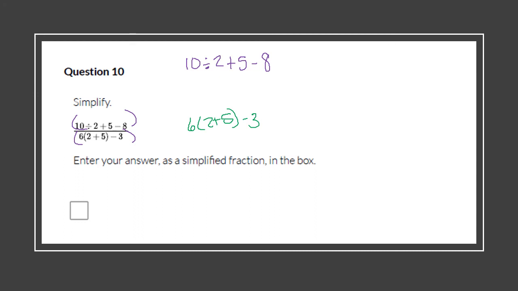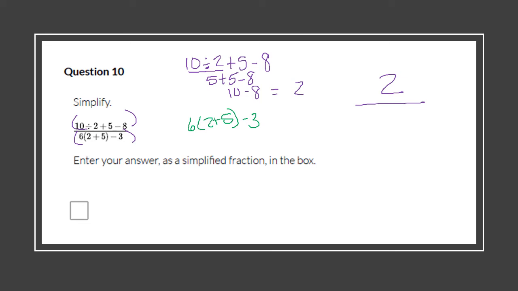Okay, so let's look at the purple first. The first thing I'm going to do is divide. 10 divided by 2 is 5. And then I just bring down the rest of my problem. 5 plus 5 is 10. Minus 8 gives me 2. So on top of my answer, I'm going to have 2.